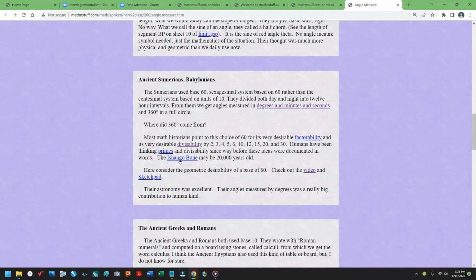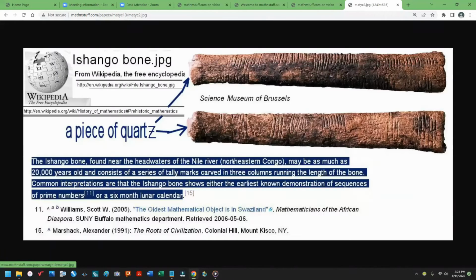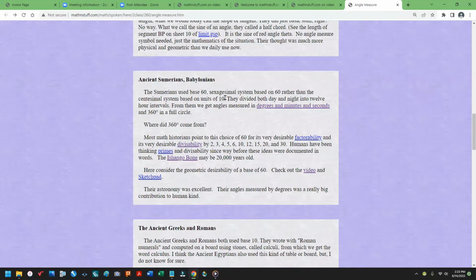but the Babylonians and early civilizations, they looked at prime and composite 20,000 years ago. That's big stuff. But is that where they got the 360? I don't think so. I think, again, they did it more geometrically.